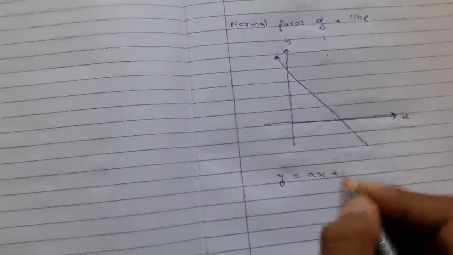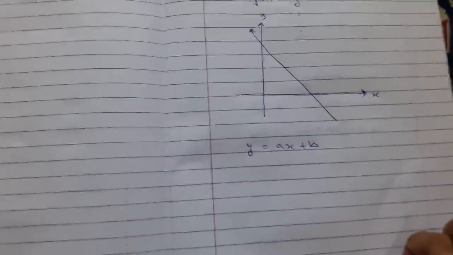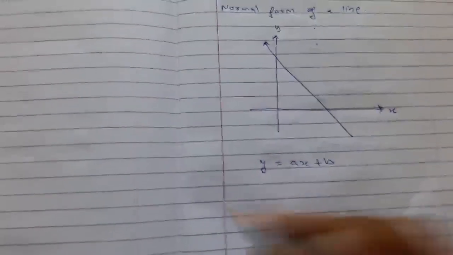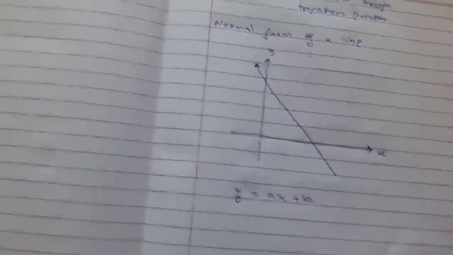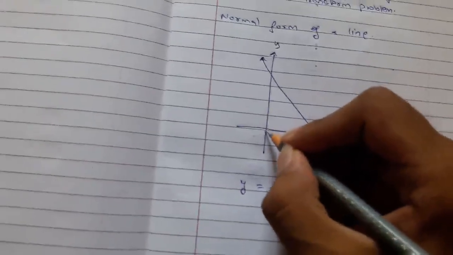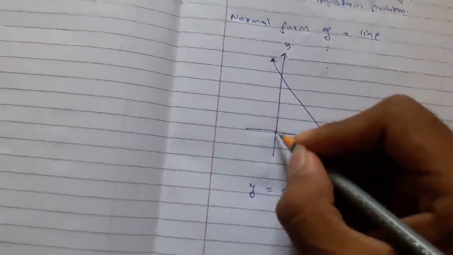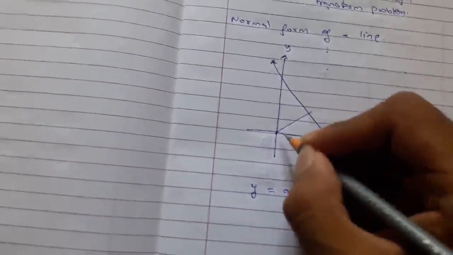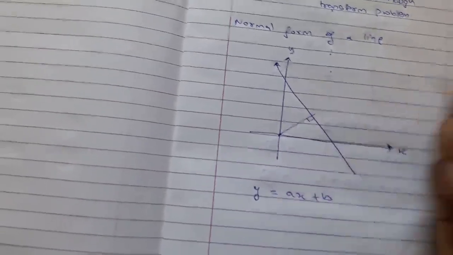Consider that this is the line that we have to find out. The equation of the line will be y is equal to ax plus b as earlier. Now my aim is to have two parameters such that I take a perpendicular from the origin to the line.